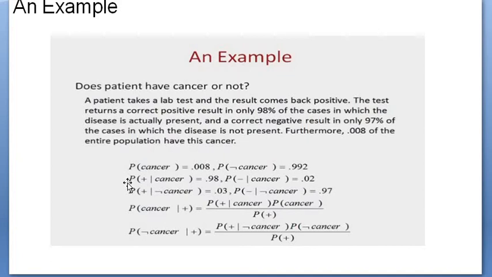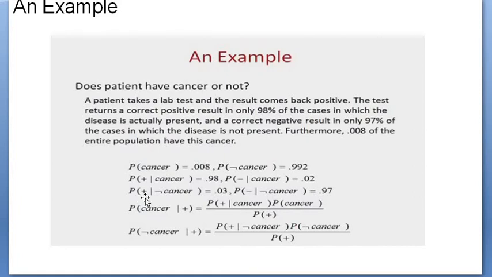So then next, what is the probability of positive given the cancer data? It is 98%. 98% is nothing but 0.98. Then exactly opposite, what is the negative given cancer? It is 0.02. Okay.